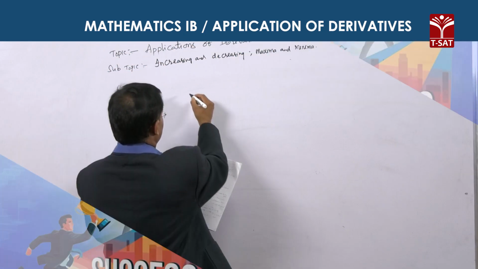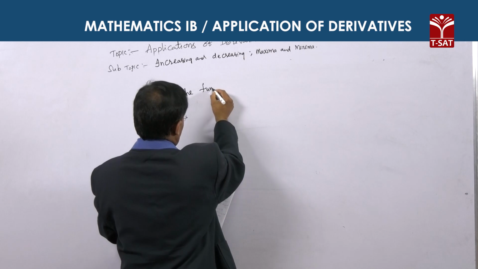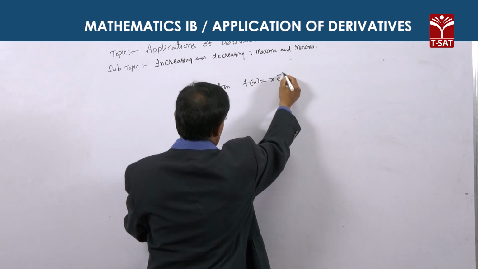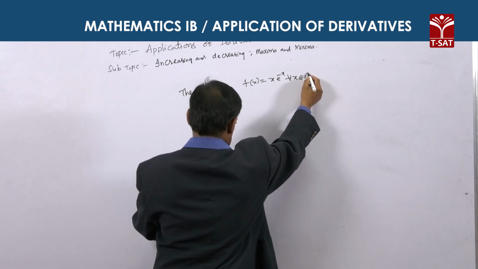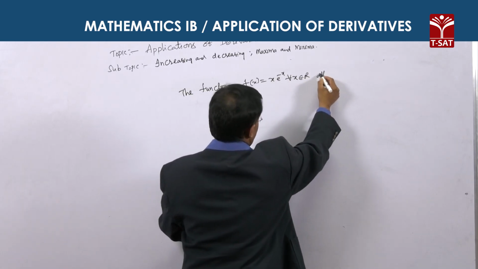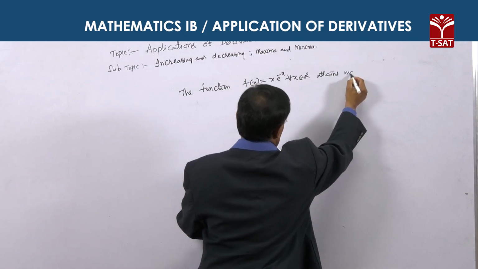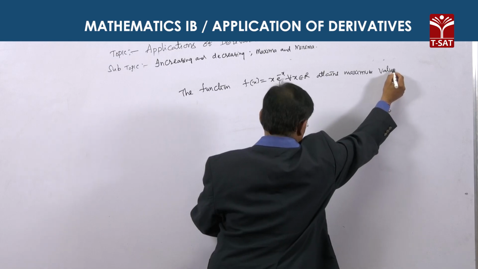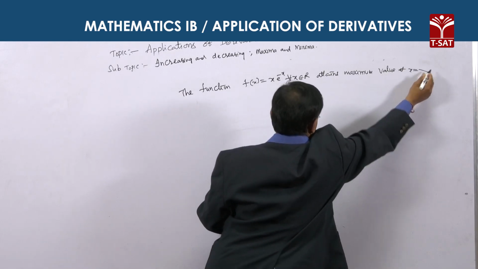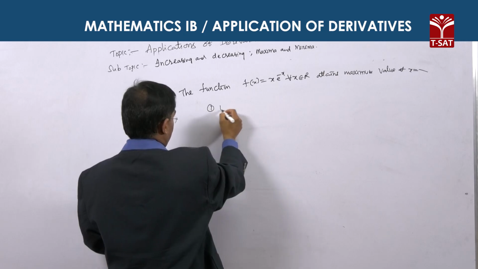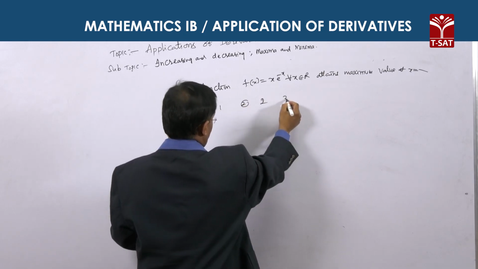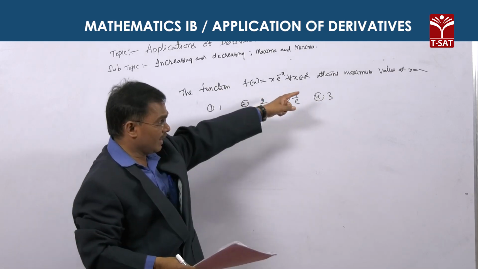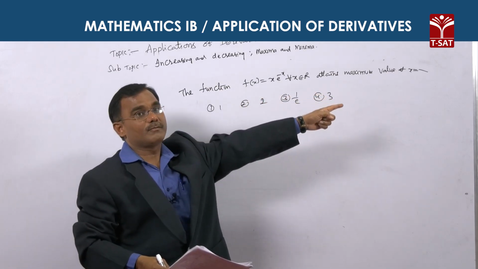Right. Next problem: the function f(x) = x e^(-x) for all x belonging to R attains maximum value at x equal to dash. The first option is 1, the second is 2, the third is 1 by e, the fourth is 3. The question asks at which value of x the function attains its maximum value.